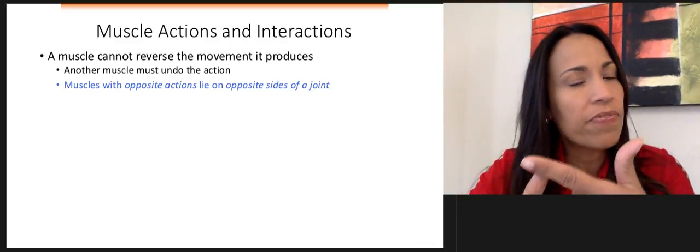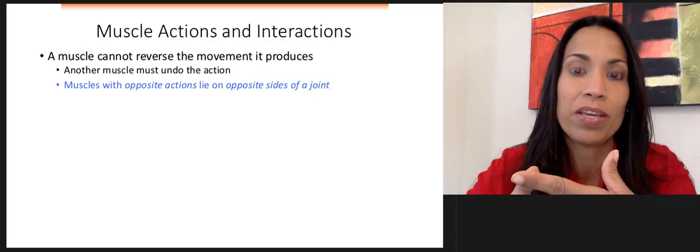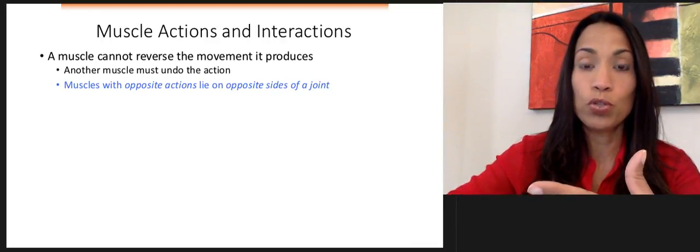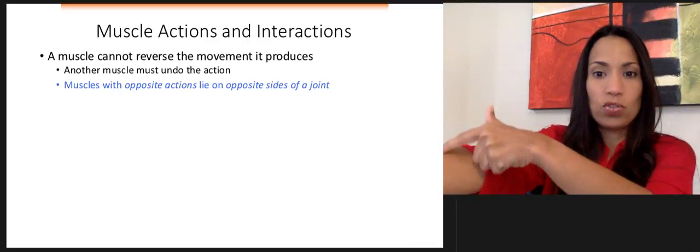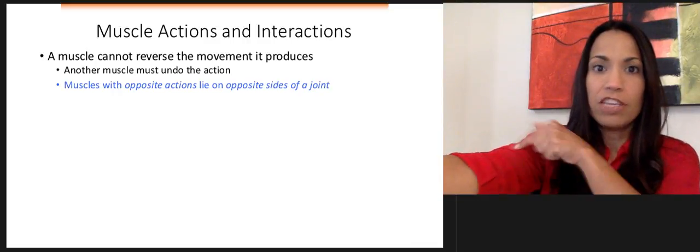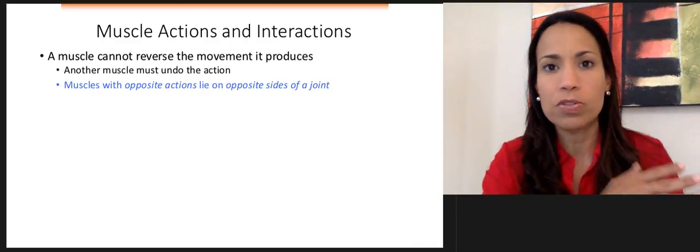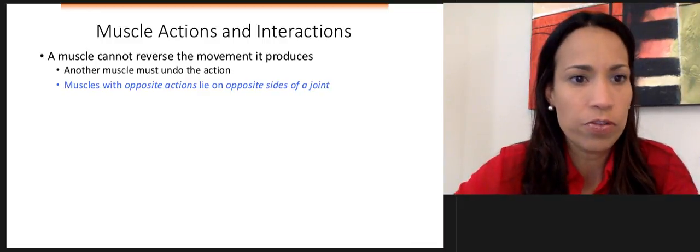Another very important factor to remember here: in order for a muscle to produce movement at any joint, it has to cross a joint. If it doesn't cross a joint, by the principles of leverage, it won't produce any movement.